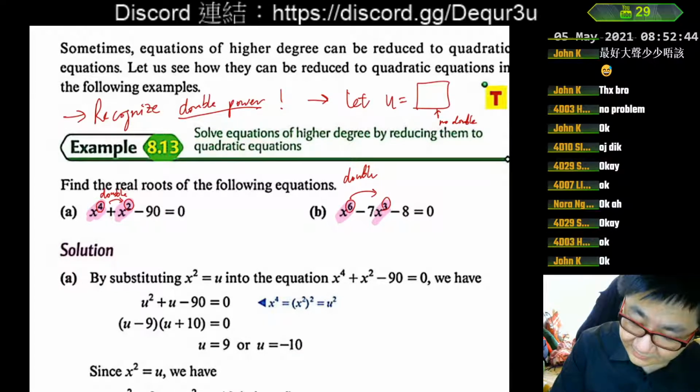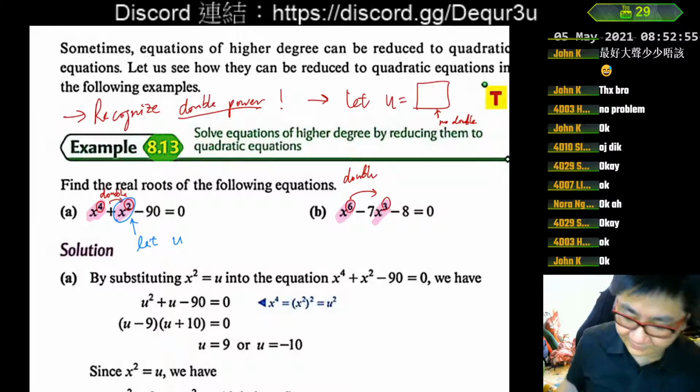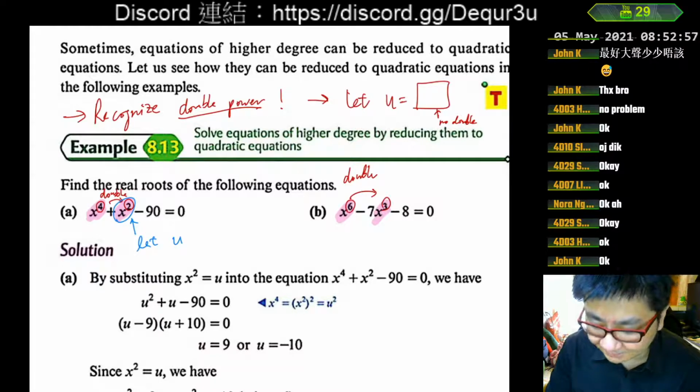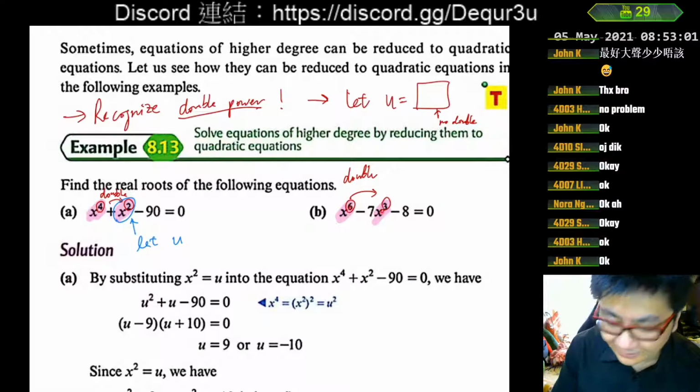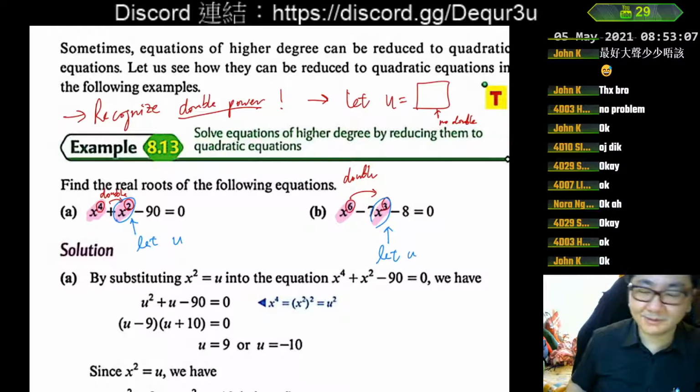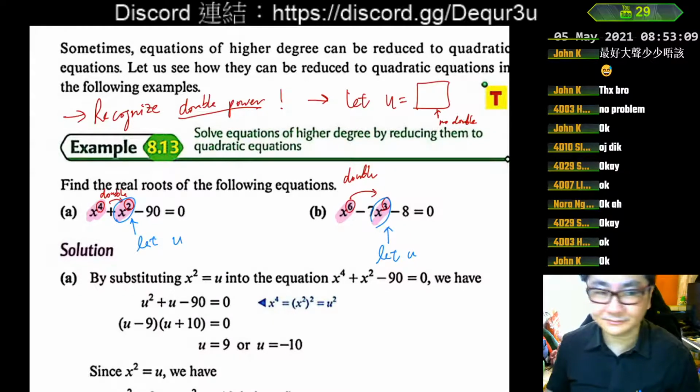Here, if it is x power 4 and x power 2, it is a double power. Then we let u be the one that is not double. Then we let u be the x square. On the other hand, for part B, we see x power 6 and x power 3. Then 6 is a double power of 3. Then we just let u be the single power. Maybe if I say single power, it will be easier to understand.